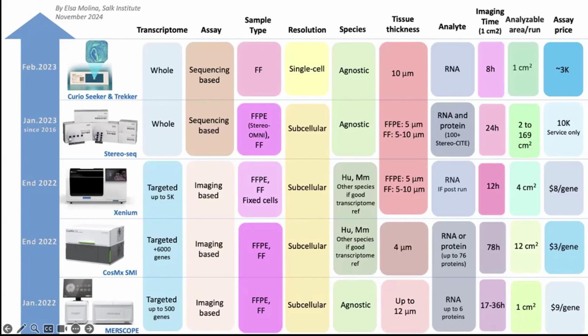Again, core directors and core managers are the best people to ask and to advise you before running an assay. As you can see, those assays are not cheap. And so this is important that you run the correct assay the first time.